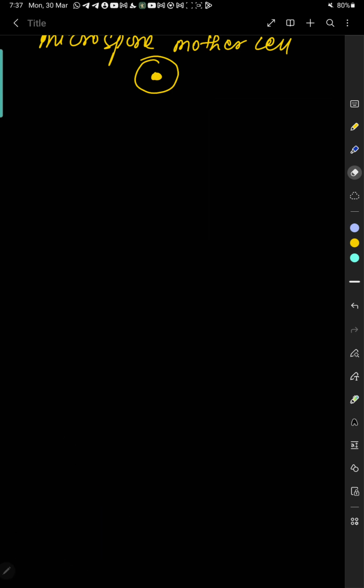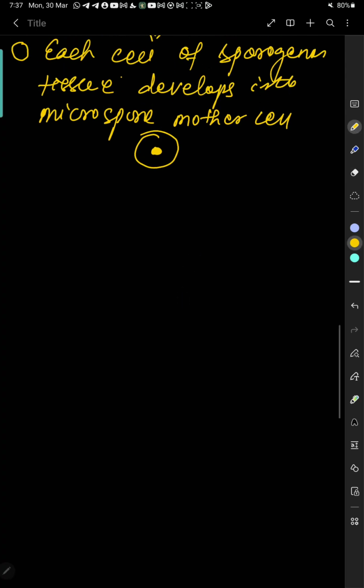Now come to our main topic, that is microsporogenesis. So this is the microspore mother cell, and its ploidy is 2n. Remember, wherever you are doing any process or division, in each and every step, don't forget to write the ploidy. Now this microspore mother cell undergoes meiosis, and as you know, meiosis takes place in 2 steps, that is meiosis 1 and meiosis 2.